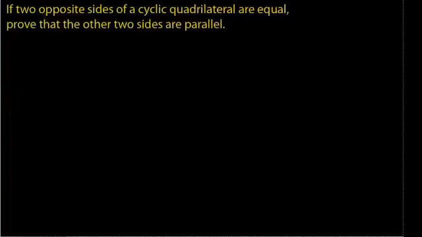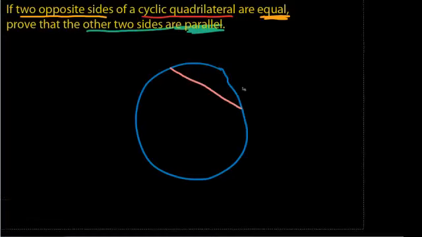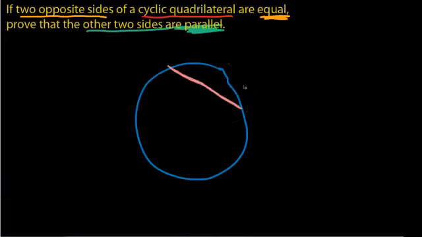So what we have is a cyclic quadrilateral, and we're told that two opposite sides are equal. Given this, we've been asked to show that the other two sides are parallel. So here we've got a nice circle, and this is one side. And let's copy that, because these two sides are equal.